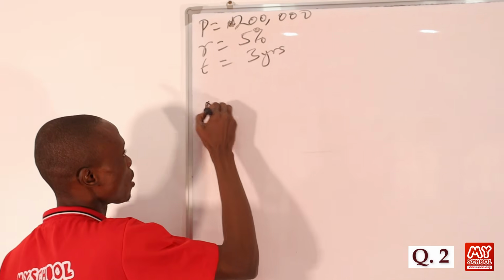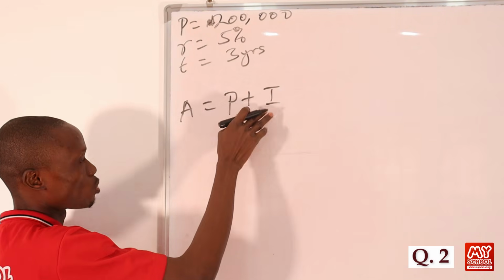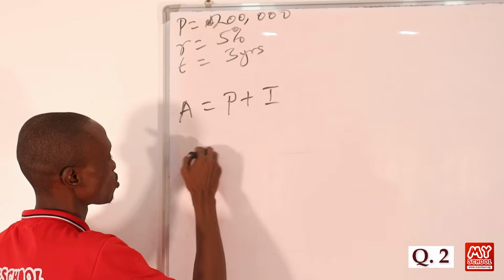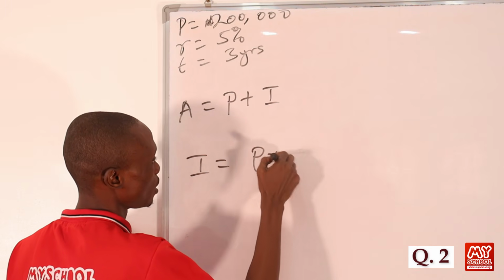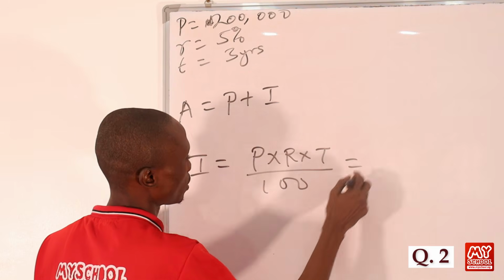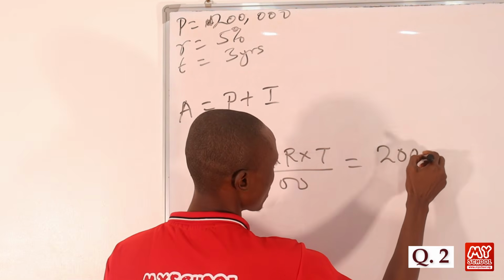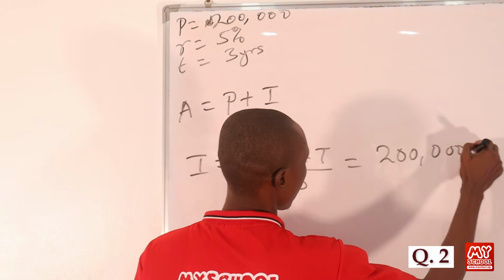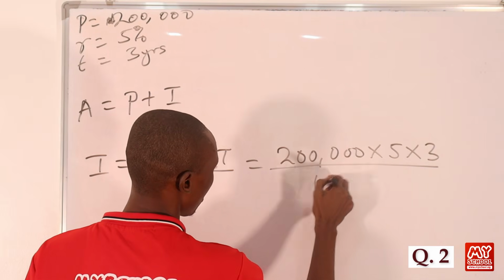So we know that amount is equals to principal plus interest, right? But in this question, we don't know the value of interest. So let's calculate for interest. And remember, interest is equals to principal times rate times time all over 100. So let's substitute the values that are given to us. Principal is 200,000 naira, then times rate is 5, then times time, which is 3, all over 100.